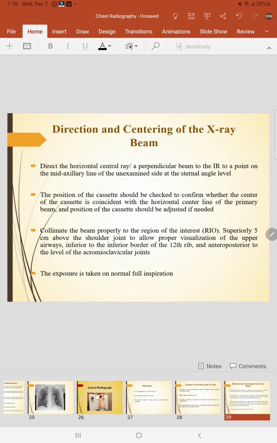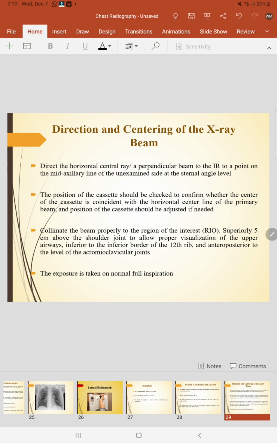Direction and centering of the X-ray beam. Direct the horizontal center ray, perpendicular to the image receptor, to a point on the mid-axillary line of the unexamined side at the sternal angle level.